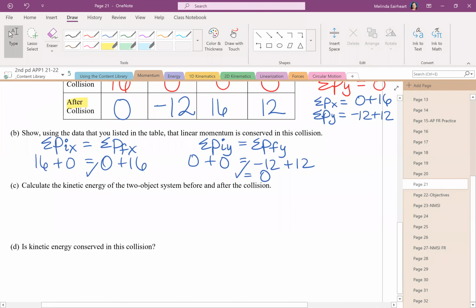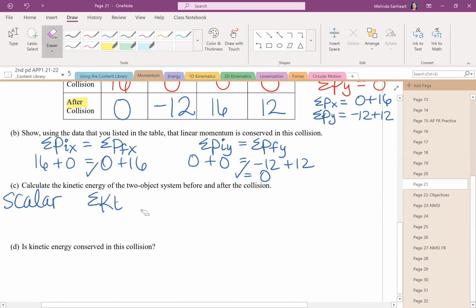Okay, what about calculating the kinetic energy of the 2 object system before and after the collision? So we know mass and velocity. Wait, does kinetic energy need velocity or speed? Really speed, okay? Does energy care if you have 2 dimensions? Are we going to have a horizontal kinetic energy statement and a vertical kinetic energy statement? No. So a little reminder, it's scalar. So there's only one conservation.